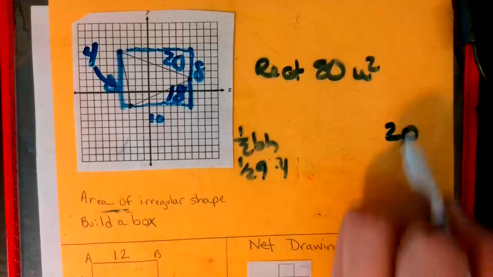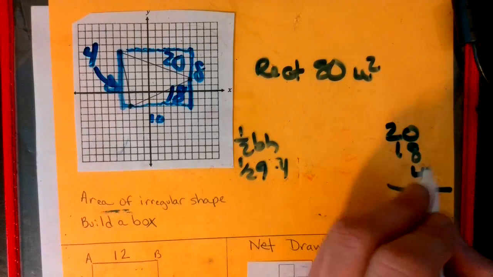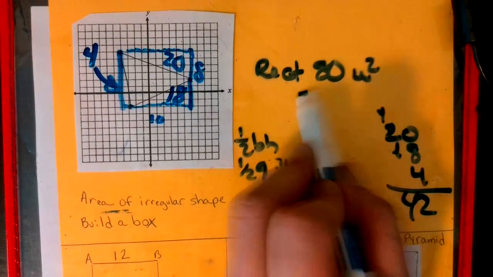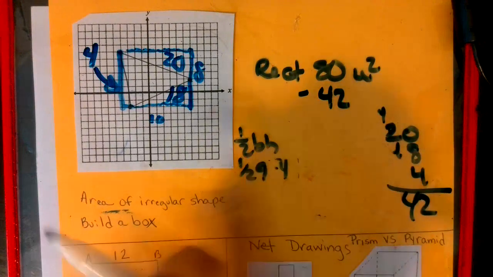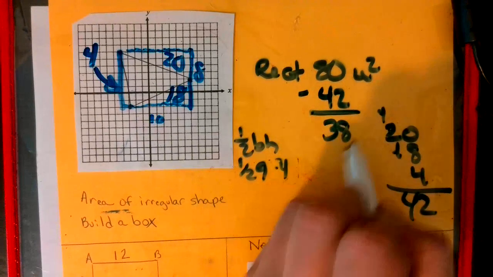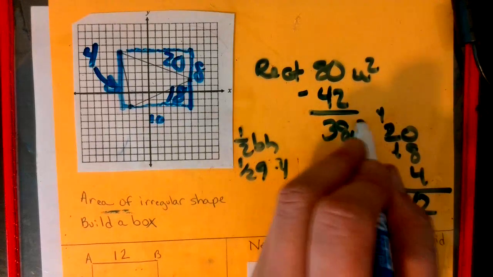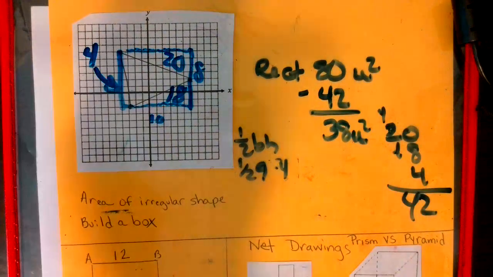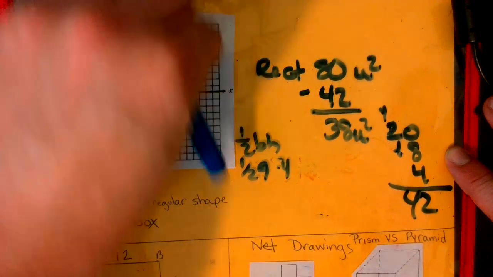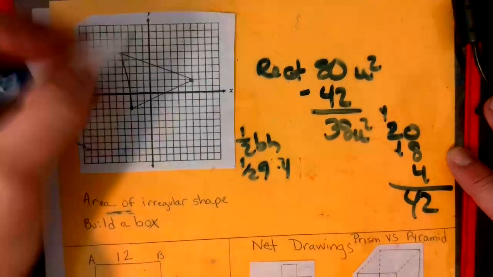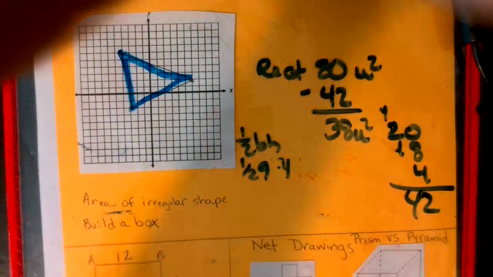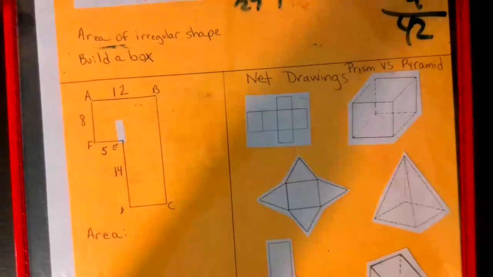So now I have to take 20, 18, and 4 and get a total. I have to take away 42 units, okay? If I take away 42 units from that, I'm going to get 38 units squared for that triangle in there. So by subtracting out all of these triangles from the big rectangle, I have found the area of that weird shape, okay? Now we're moving down to here.